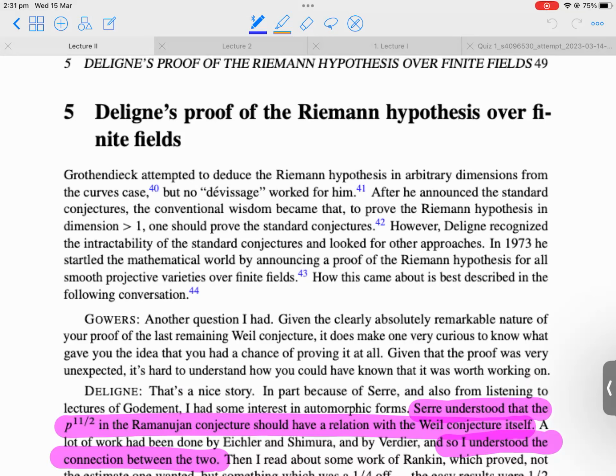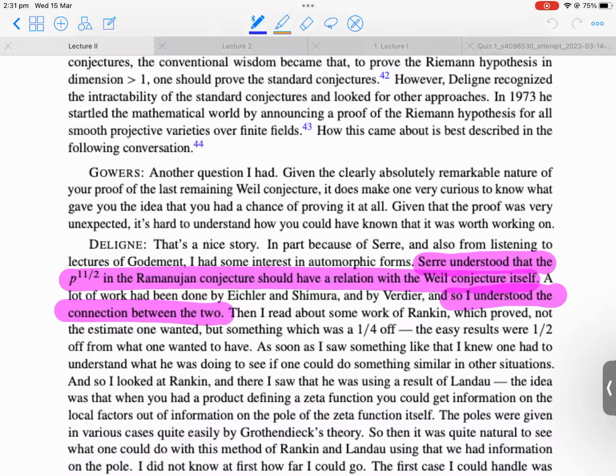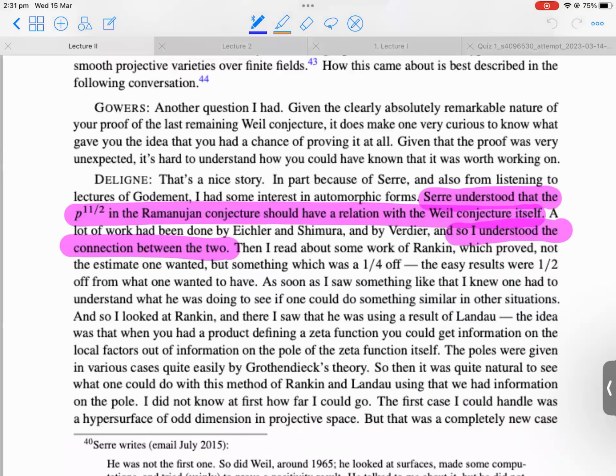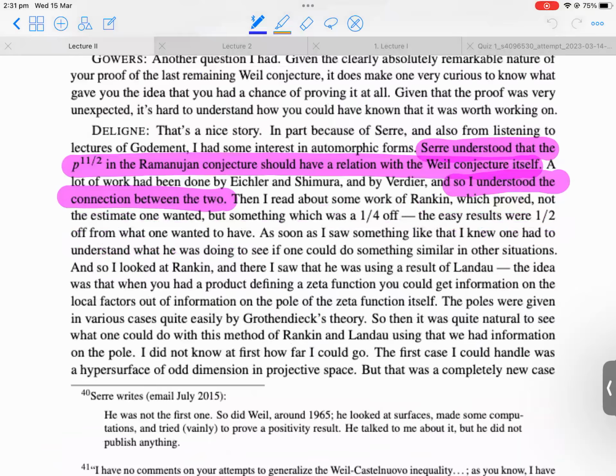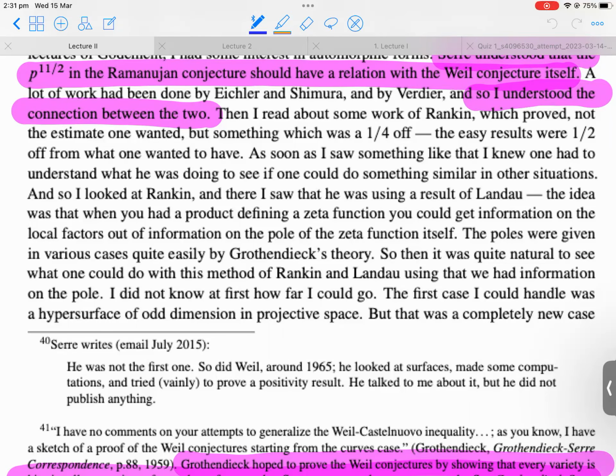So Deligne's approach is a method of reducing things from higher dimensions to the curve case. But the footnotes are actually interesting as well. So you read the first footnote. Serre writes, he was not the only one. So did Weil around 1965. He looked at surfaces, made some computations, and tried vainly to prove positivity. He talked to me about it, but he did not publish anything. So Weil also tried to prove his conjectures by reducing to the curve case, but couldn't do it.